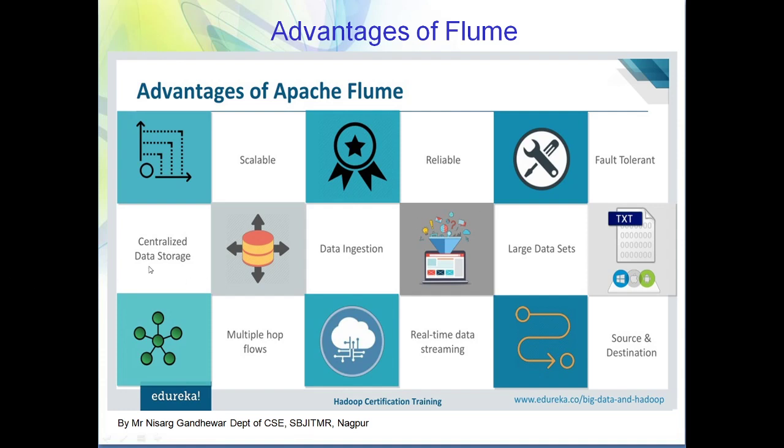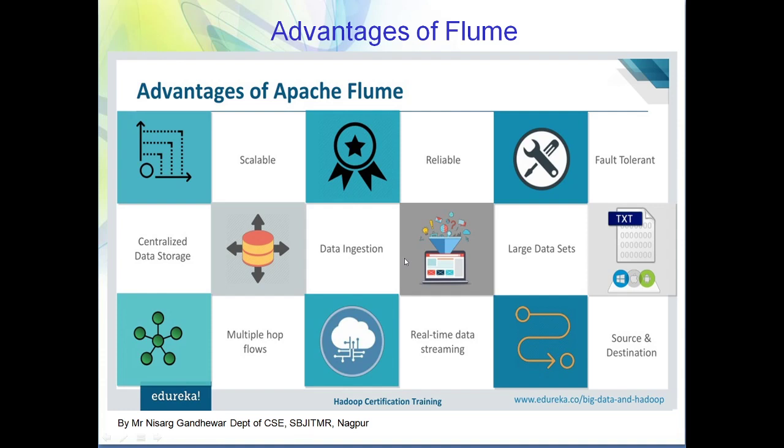Centralized data storage is there. Data ingestion is there. That means you are collecting data from multiple sources and storing it in a single place. Flume is able to deal with large data sets. In this case you need to provide the source and the destination, because it involves both import and export operations. It is used for real-time data streaming and multiple hops. So these are the various benefits of using Apache Flume.